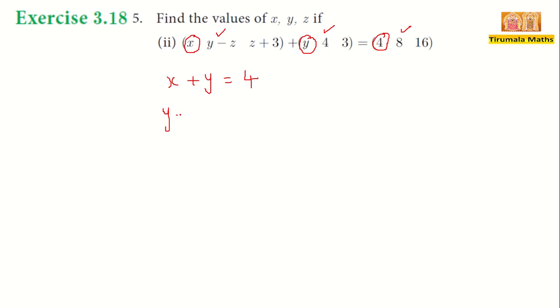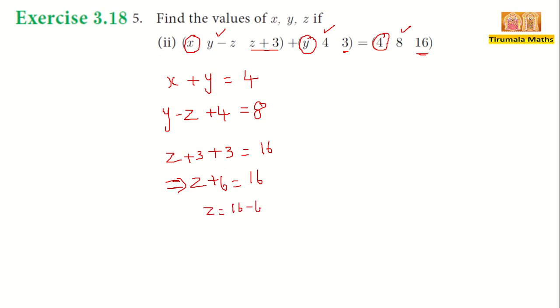Second, taking the second entries, we write y minus z plus 4 equal to 8. The next term, the third entries: z plus 3 plus 3 equal to 16. Which means we get the value of z automatically, because only z is present there. So z equal to 16 minus 6, and z is equal to 10. So we have found the value of z.